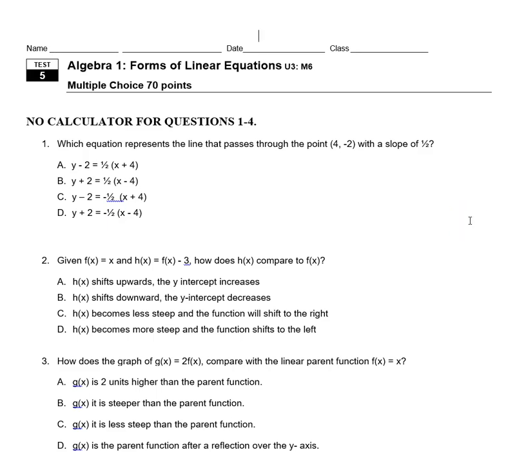Okay, welcome to the reteach for test 5 on forms of linear equations. We're just going to go through these questions here and try to see if we can figure these problems out.